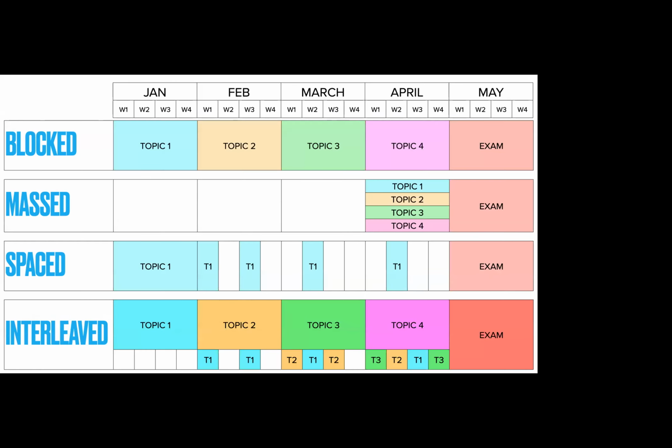So if we're going to compare what these 4 styles of learning might look like, it'll look something like this. You've got blocked practice at the top, where each topic is in its own block. You've got massed practice below, where each topic is crammed right at the end, and that's certainly going to result in cognitive overload. You have spaced practice, which really works for one topic and shows how if you keep coming back to it, retention is far stronger. And then you have interleaved practice, which is what I was talking about before. And that shows how you can embed spaced practice within your current teaching.